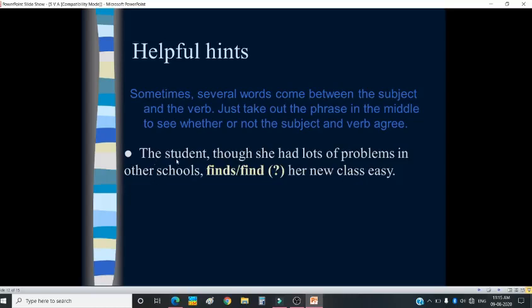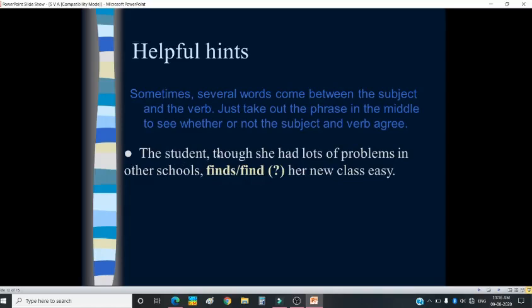Let's take this one only. The student finds her new class easy. So if you avoid the words between the commas, straight away we get the sentence like this: the student finds her new class easy. Here, what is the problem then? This is student, not students. So which one do we have to use, finds or find? Tell me. It is finds, because this subject is singular. This is the rule. Okay.